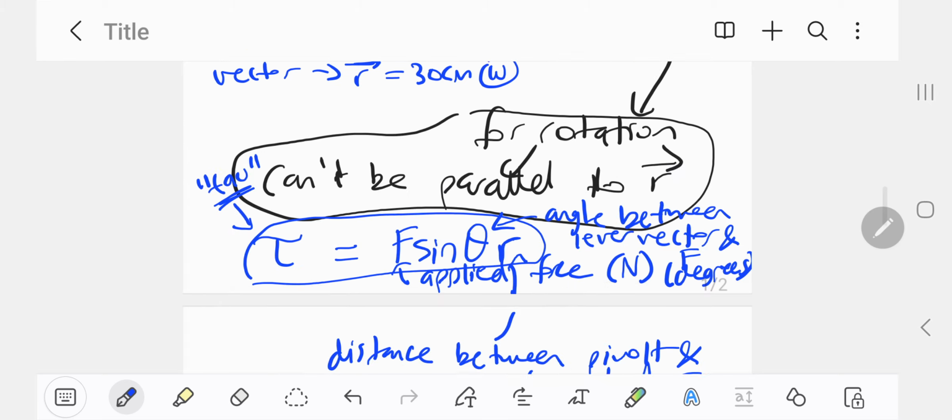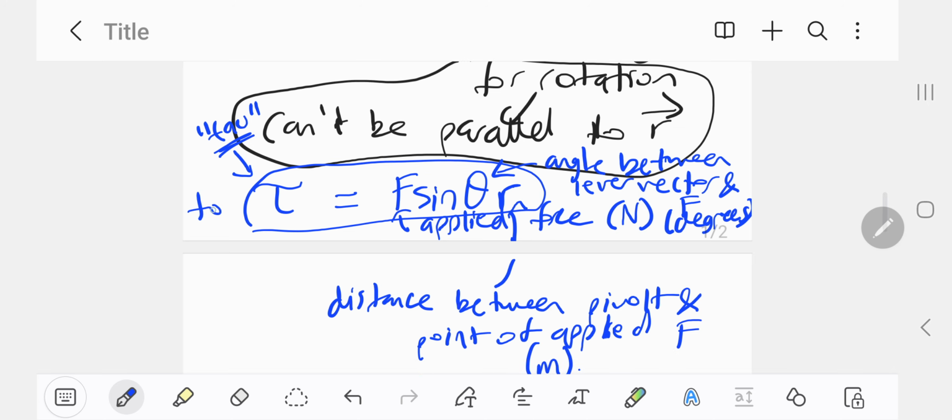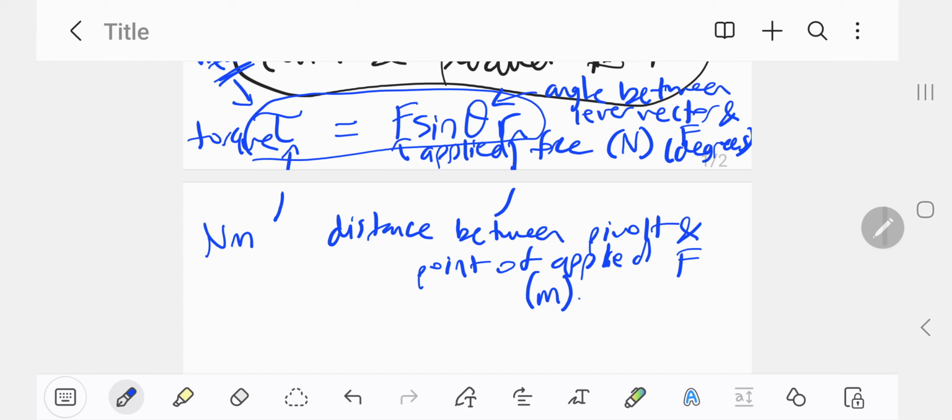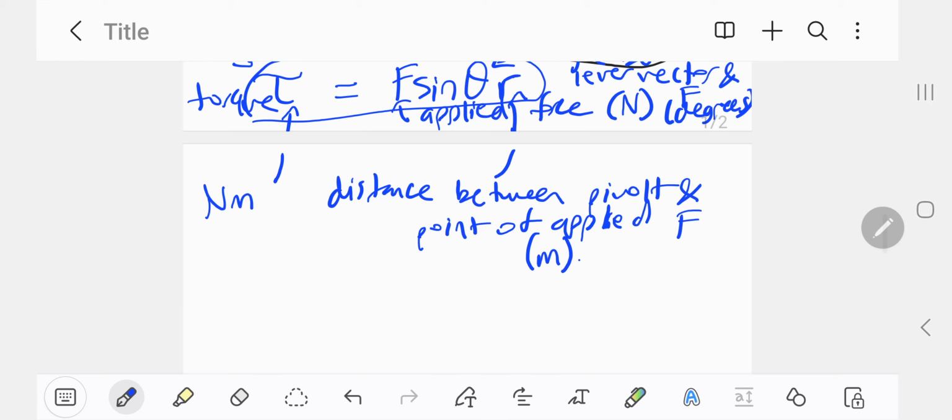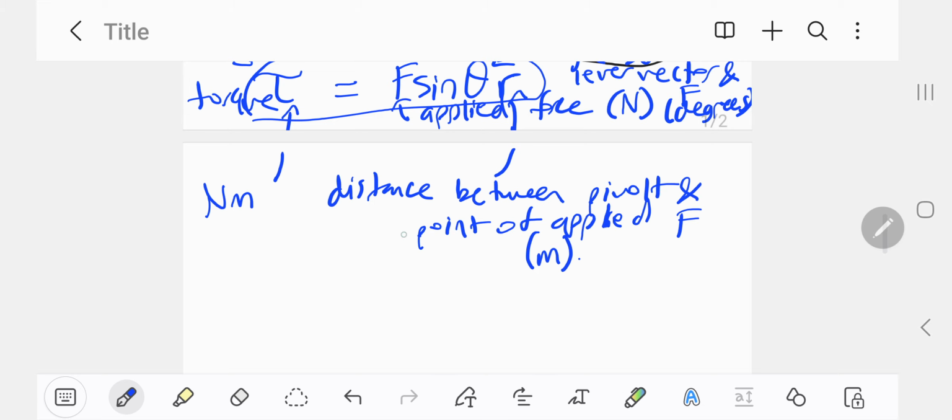And then tau, torque, has units of Newton meters. Okay, newtons from the force F and meters from r. And that's it really, that's the formula for torque. And that's a simple definition of torque. There's a bit more complicated version involving something called the cross product. I'll get to that later. But for now, that's torque.